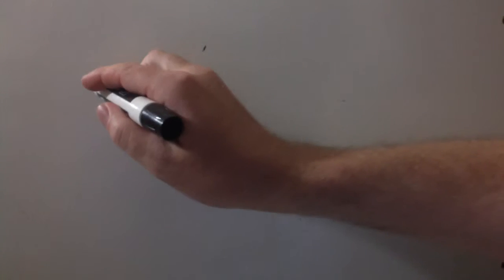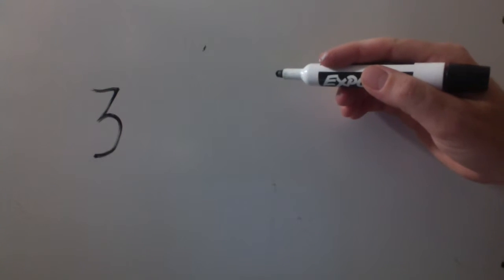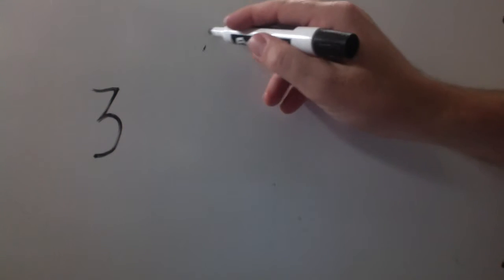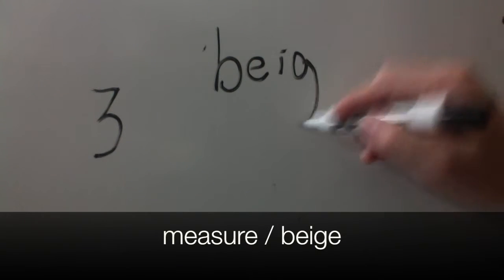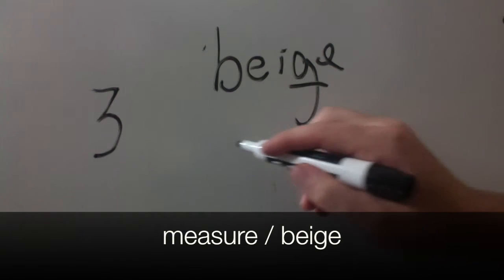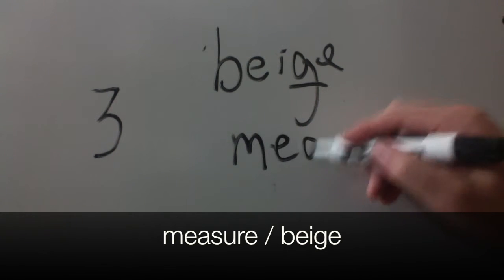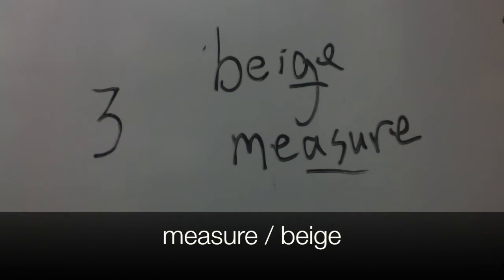It also has a voiced partner, this sound here, which appears in the middle of words like measure, and at the end of words like beige, but doesn't appear at the beginning of words in English.